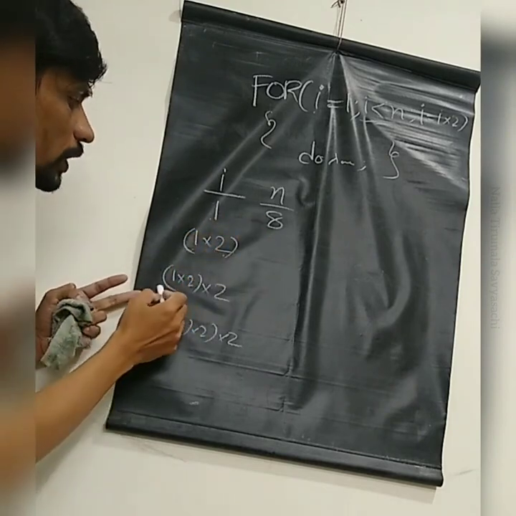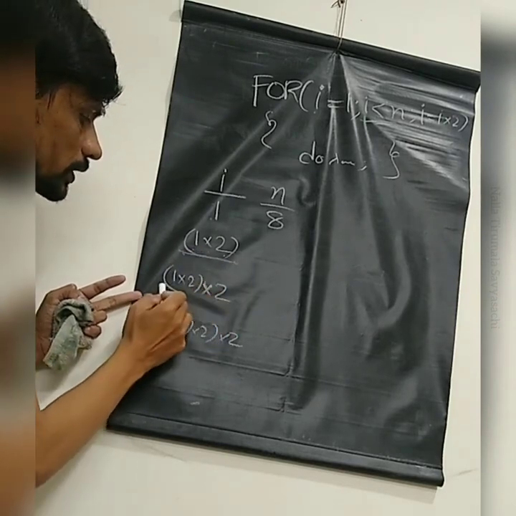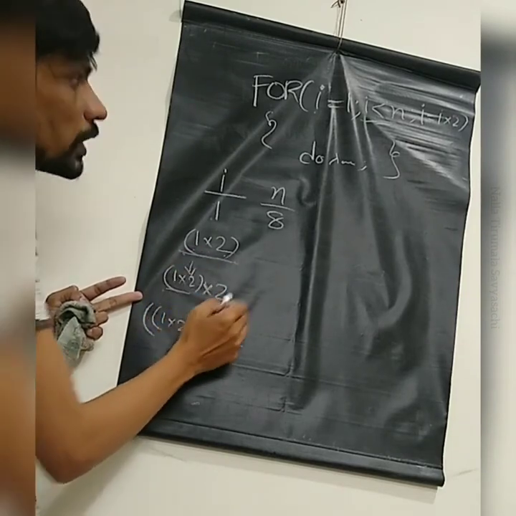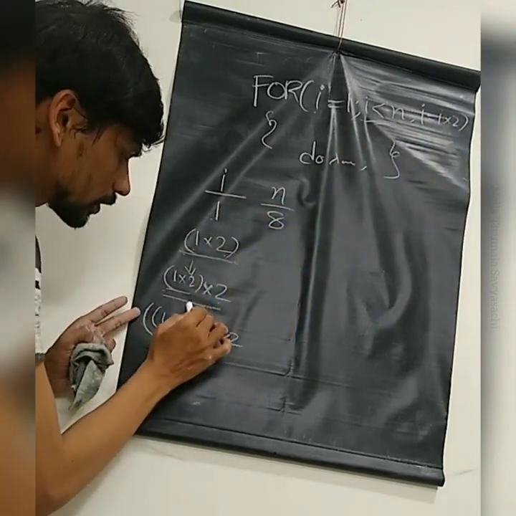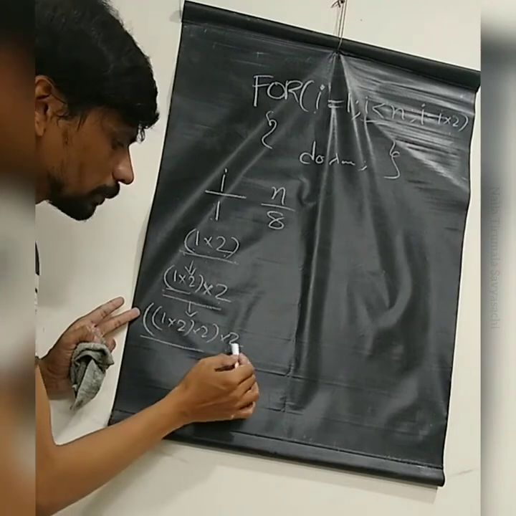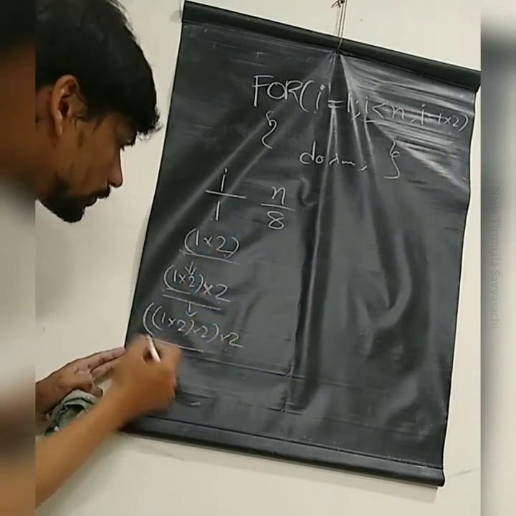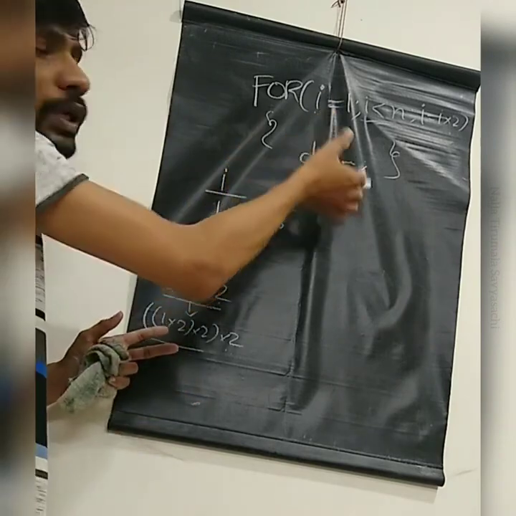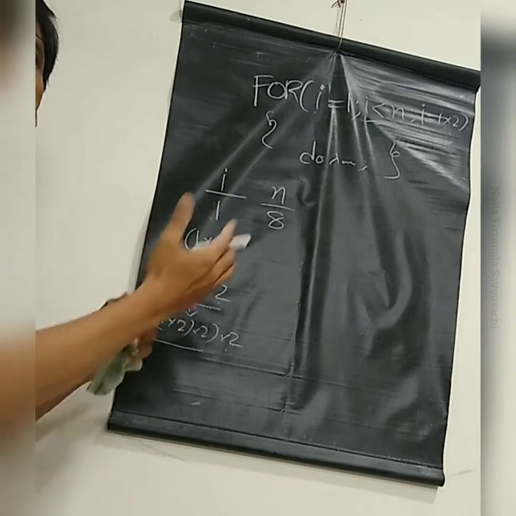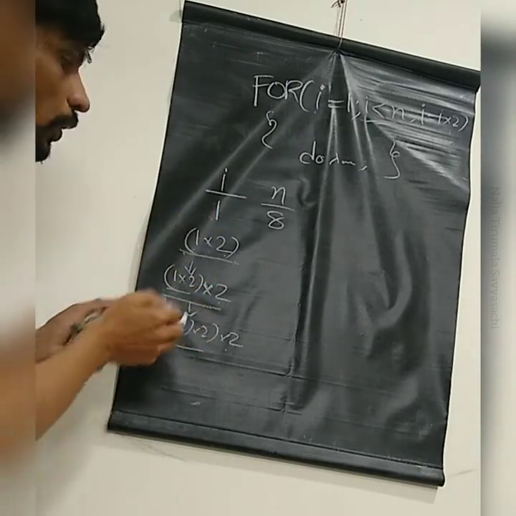Next time, the result of this value is multiplied by another 2. After that, the result of this value is multiplied by another 2. So this will go on up to what? At some particular point of time this condition will fail. So we need to see.